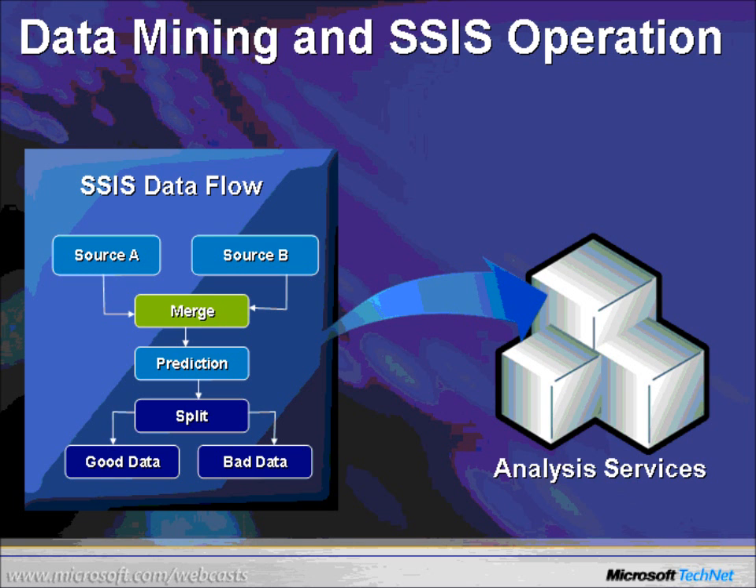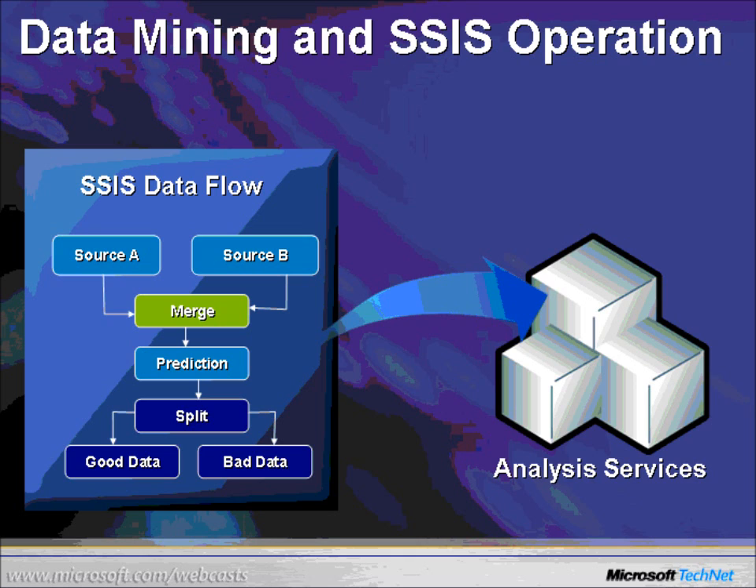Let's consider a sample Integration Services data flow. We're starting with two different data sources, A and B, and using Integration Services tasks to merge those together from the two different sources. Once the data is merged, we'll perform a prediction based upon that data. The prediction is done by querying Analysis Services.